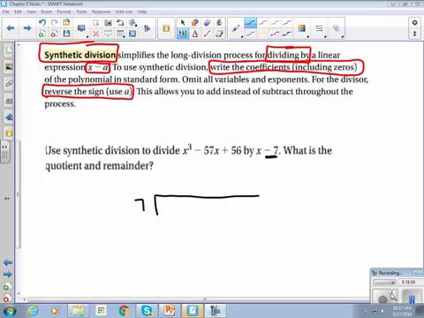Then on the inside, I'm just putting coefficients. So the coefficient of my x cubed is 1. The coefficient of my x squared is 0, because I don't have one. The coefficient of my x is -57. The coefficient of my regular number is 56.